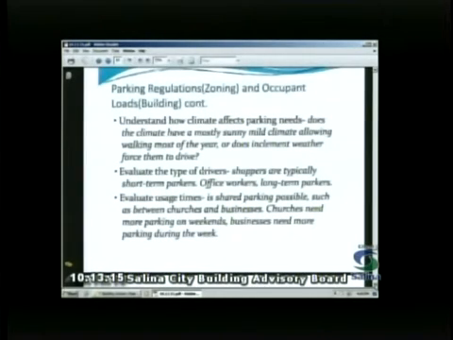Understanding your climate, do you have mostly sunny, mild climate, or does inclement weather force people to drive because you can't walk, you can't bicycle, you can't commute? Those are all things to consider when considering parking. What type of drivers do we have? Shoppers we already know are short-term parkers. They are not there for long periods of time. Office workers, we are here often for many hours at a time.